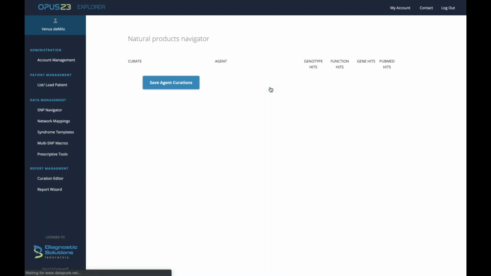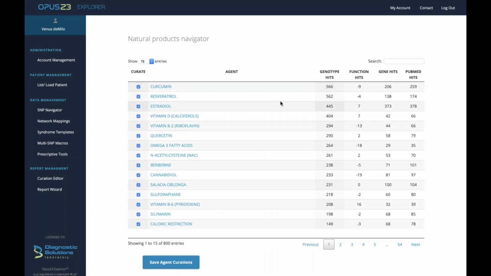Then you go to natural products, and again, this is going to be what was curated in the report wizard. But again, that was for that particular area. So if you're seeing that curcumin is coming up all the way high here, this does not mean that it wasn't important. It's not important.